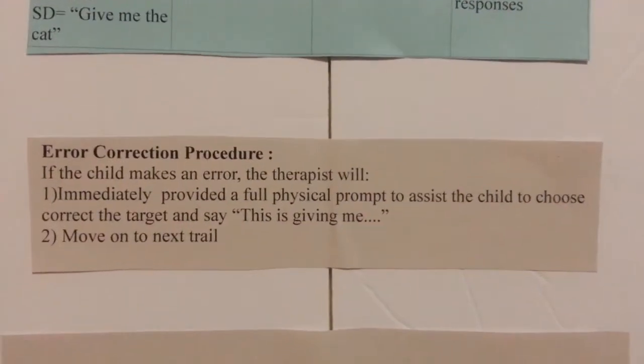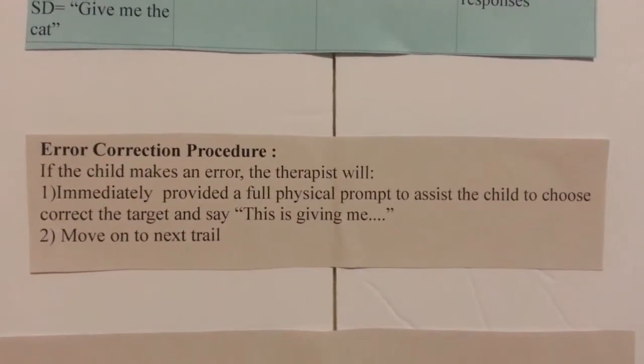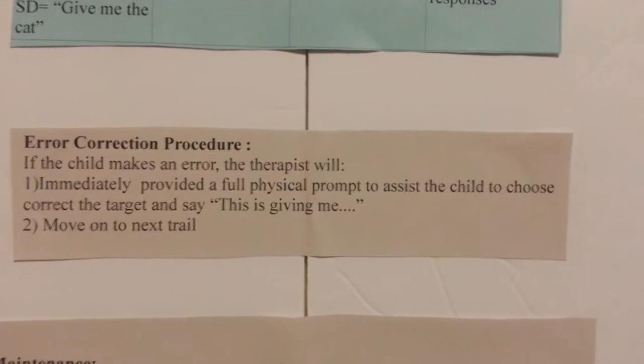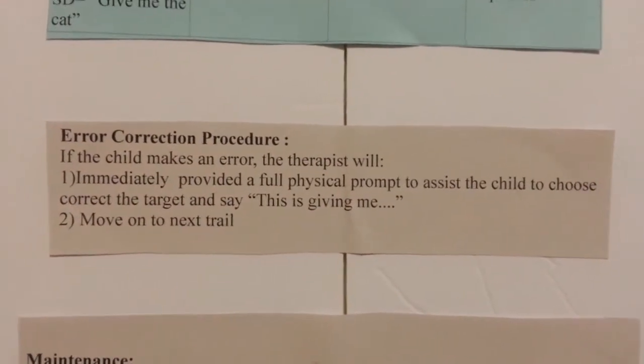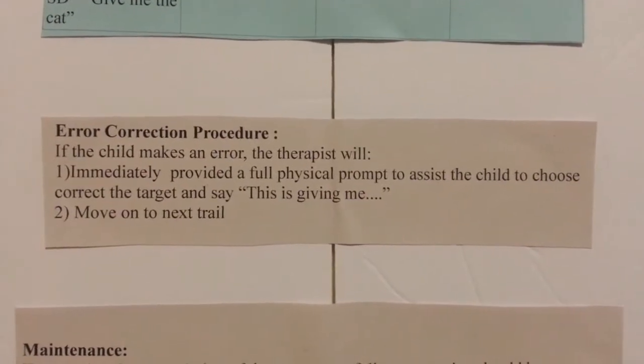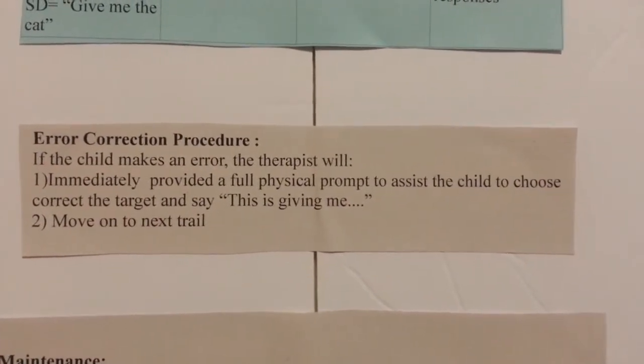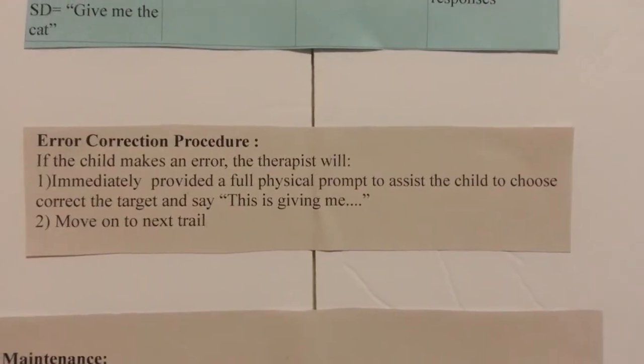We're going to look at the error correction procedure. If the child makes an error, the therapist will immediately provide a full physical prompt to assist the child to choose the correct target and say, "This is giving me," it depends on what step you're on. And then you're just going to move on to the next trial.